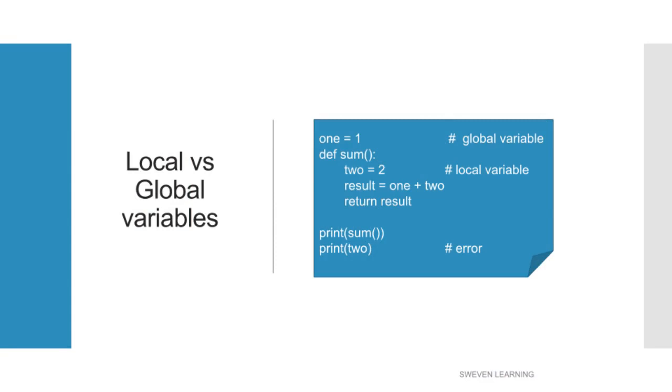Variables declared inside a function are local variables. These can be accessed only by the parent function. Variables declared outside a function are global variables. These can be accessed by any function in the program. Accessing a local variable outside its parent function will throw an error.